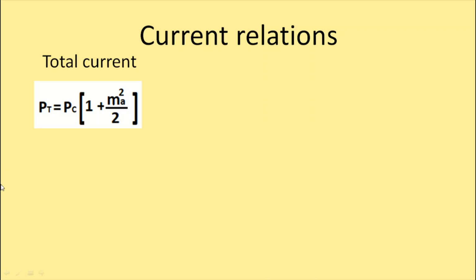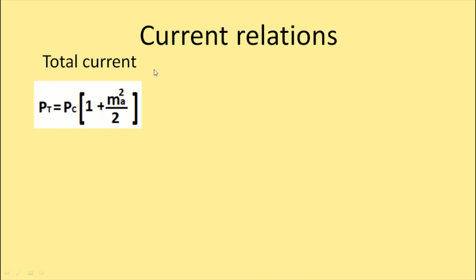We derived the power expressions. Similarly, for each of the three components, that is the carrier power, upper sideband and the lower sideband, we also have the current relations. We'll look into each of them now. The first one we derived was the total power equation. So the equation is PT is equal to PC into 1 plus MA square by 2.